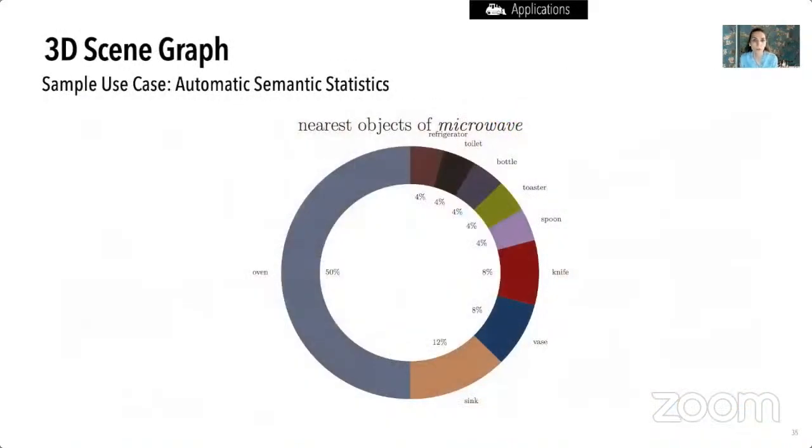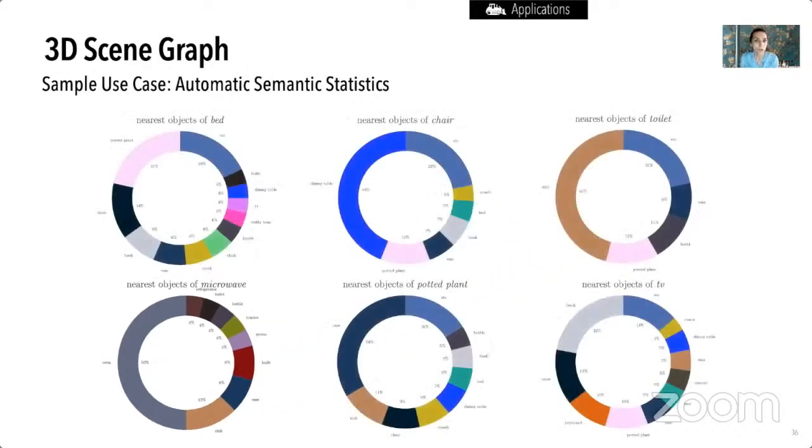There are many more applications that one can think of given this 3D scene graph structure. The simplest that I can think of would be to just get the co-occurrence of objects. Specifically here, you can see the nearest objects to a microwave. Given that a microwave is most probably to be found within a kitchen, the closest objects to it would be kitchen appliances. So yes, there is an oven that's closest to it, there is a sink, there is a refrigerator, etc. The same thing you can do for any other object that exists in the graph.